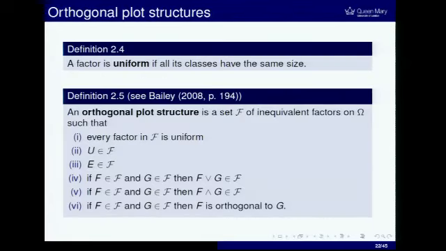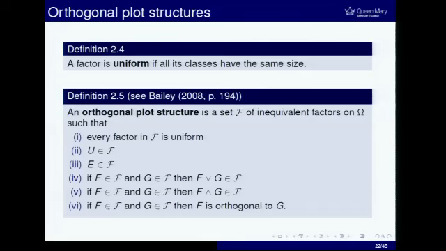Now, the sort of structure that is required to actually do the analysis of variance involves the specification of what structure we require for the plots. And that is what Rosenby calls an orthogonal plot structure. So we have a set of factors which are defined on the set of observational units. We require that it contains the universal and the equality factor.